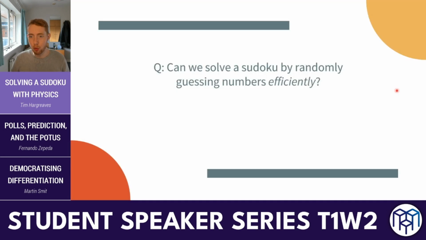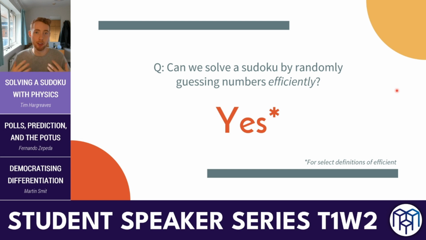So really, we need to reword our question and reframe it as, can we solve a Sudoku by randomly guessing numbers in an efficient way? And surprisingly, the answer is still yes, we can, depending on exactly how you define the word efficient, but we'll get to that later. And that is the topic for this talk, an algorithm called simulated annealing, inspired by physics and material science, that is essentially just random guessing, but in a very clever way that allows it to solve problems like Sudokus in an efficient manner.